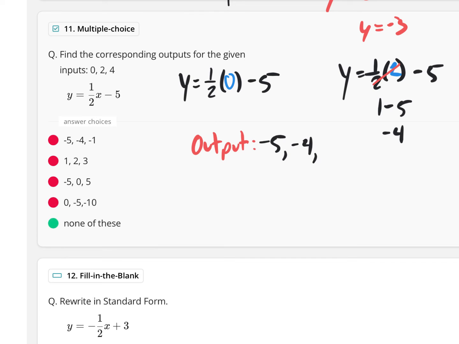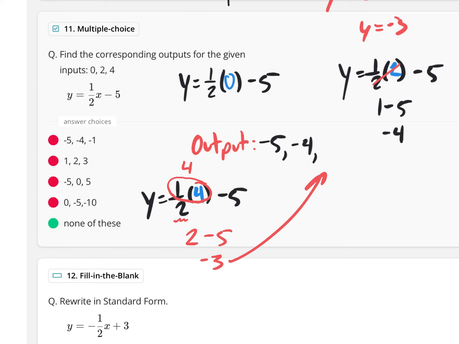And finally, for my last output, I need to plug in a 4 right in there. Let me rewrite this one more time. And this time I'm going to plug in a 4. Of course, you could cancel first and then multiply, or you could multiply first, then cancel. I'm going to multiply this time. 4 times 1 is 4. And 4 divided by 2 is 2. Minus 5, that'll give me a -3. So my last final output should be -3.